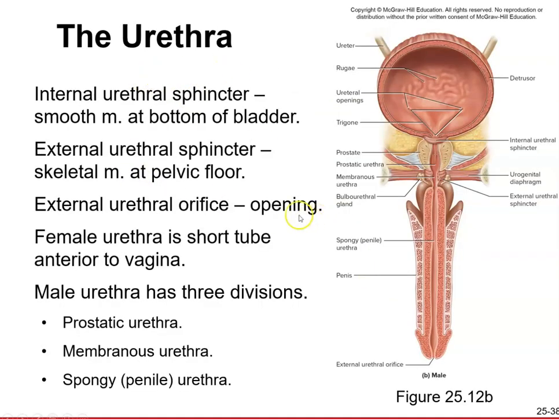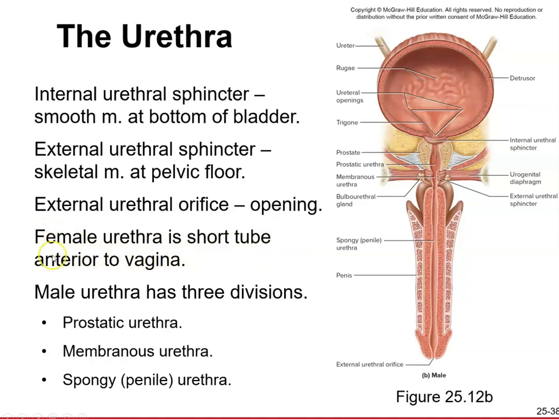So here's the urethra, internal urethral sphincter, smooth muscle at the bottom of the bladder, right here. External urethral sphincter at the pelvic floor. So you learn to control the external urethral sphincter. You cannot control the internal urethral sphincter, because by the time it reaches about 250 mLs, it sends a signal to the brain that says, hey, you gotta pee. As you get older, this becomes more difficult to control, and the younger little kids have to wear diapers, because they haven't learned to control their external urethral orifice just yet.